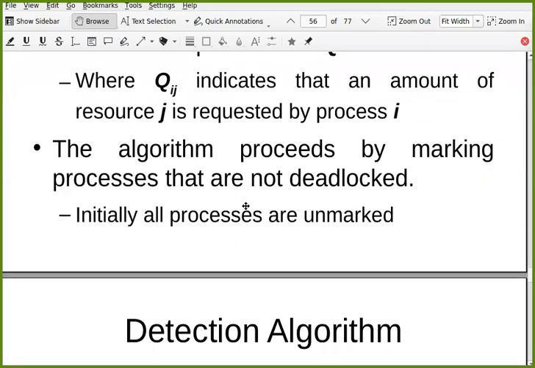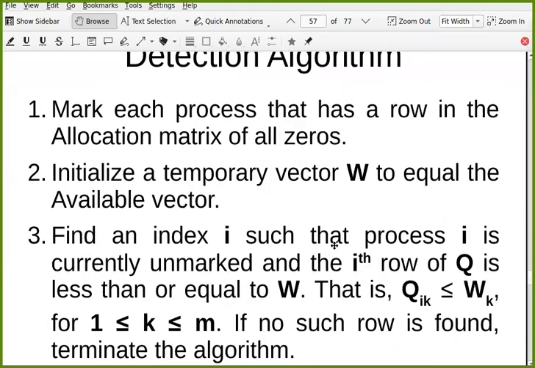The algorithm proceeds by marking processes that are not deadlocked. Initially all processes are unmarked. You assume that all processes are deadlocked, but one by one you try to mark those processes which are not in deadlock. If at the end you are left with some unmarked processes, it means those processes are in deadlock. But if you are left with no unmarked processes, it means all processes are marked, which means there is no deadlock. So this is deadlock detection.